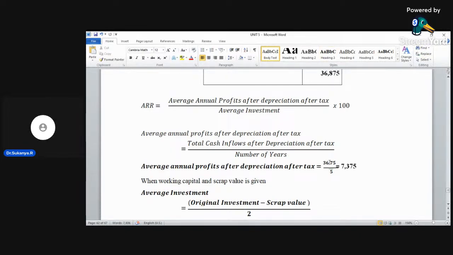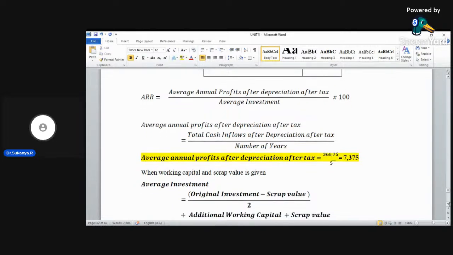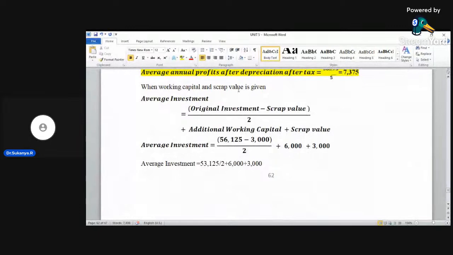So that is nothing but 36,875 divided by 5, which comes to 7,375. And dear students, when it comes to average investment, this is the formula you need to use: original investment minus the scrap value, divided by 2, plus additional working capital plus the scrap value.